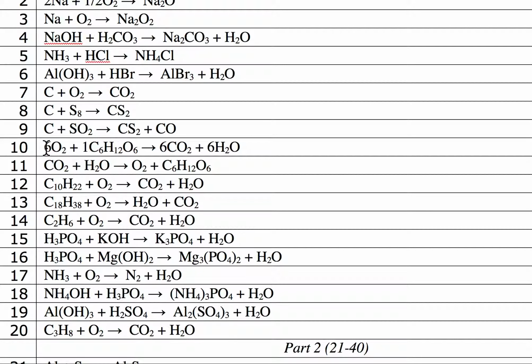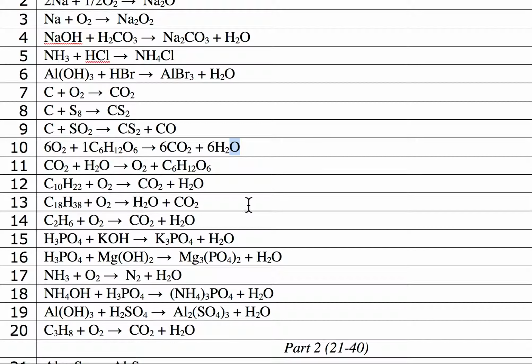So now in terms of oxygen, 6 times 2 is 12, plus 6 is 18. On this side we have 6 times 2, which gives me 12, plus 6 times 1, which is 18. So now the oxygen is balanced as well. There's no fractions in this one, so there's no need to remove the fractions because it's already in the form of simple integers.